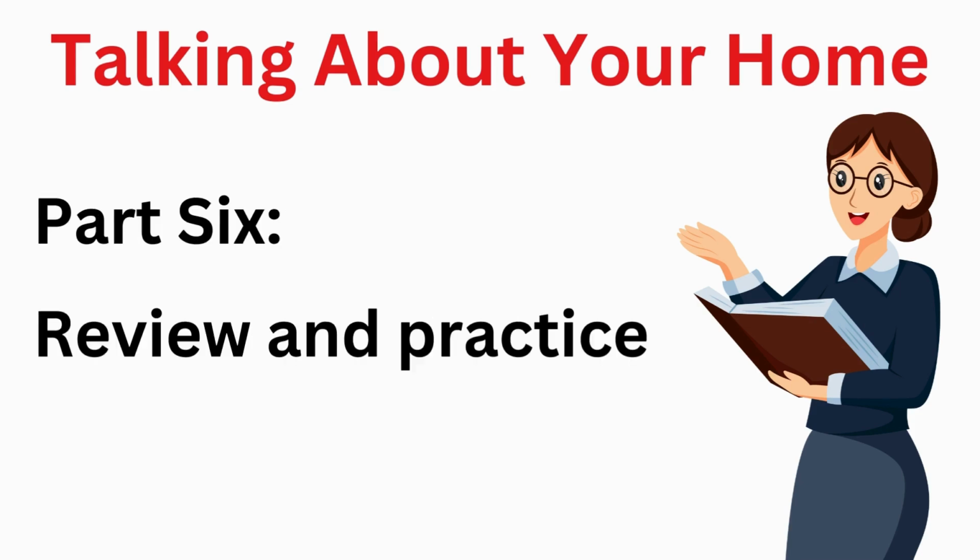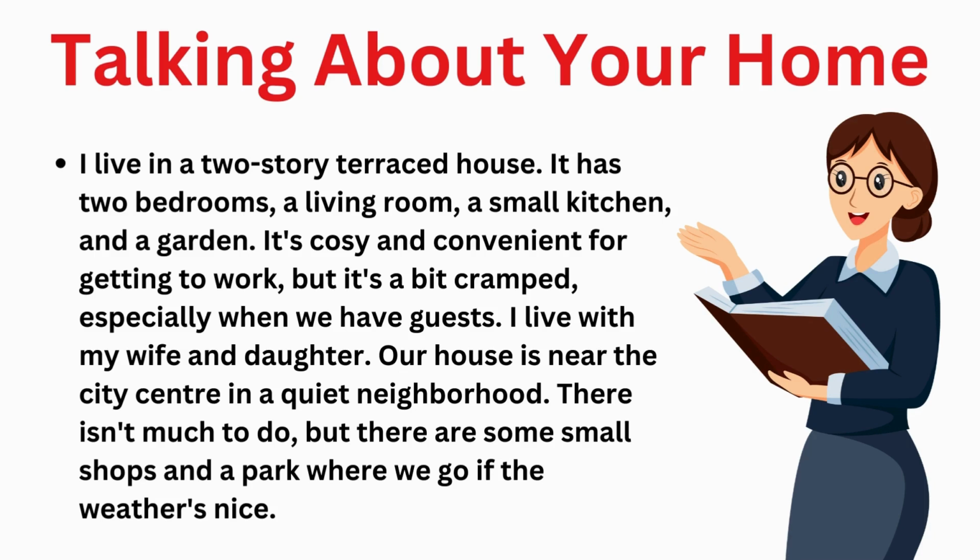Okay, finally let's put everything together. If you can use everything we've looked at in this lesson, you should be able to speak very clearly and with lots of details about your home and where you live. For example, I live in a 2-story terraced house. It has 2 bedrooms, a living room, a small kitchen, and a garden. It's cozy and convenient for getting to work, but it's a bit cramped, especially when we have guests.